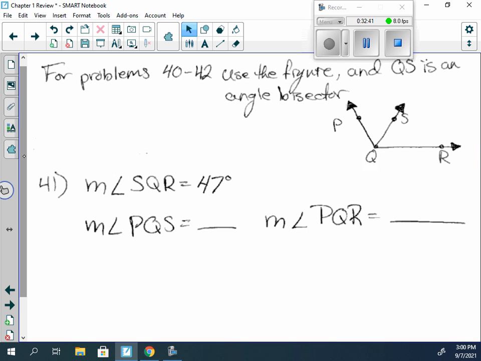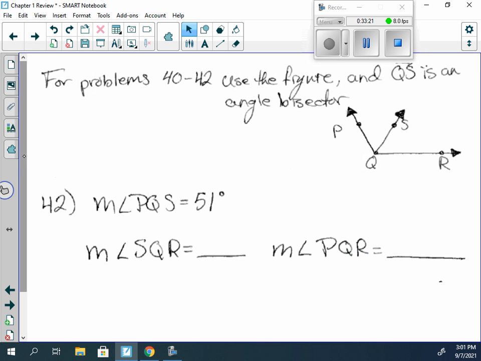So if we look at this here, we're told that it's an angle bisector and SQR is 47. Well, that means the other angle is 47. So PQS is 47 degrees. If we want to find PQR, we add those two angles together. So 47 and 47 would be 94 degrees because to find the sum, we add the two together. Any questions on this one here?